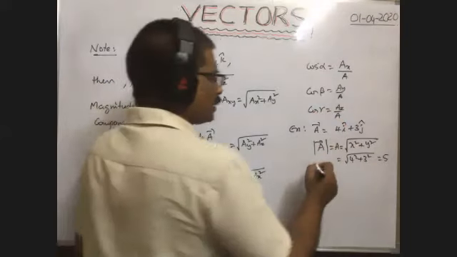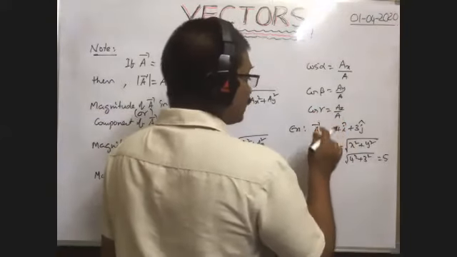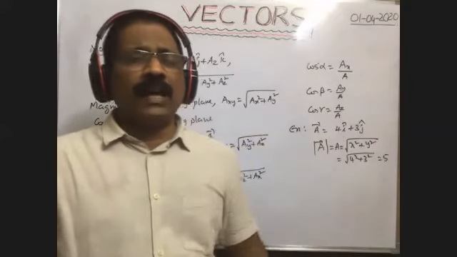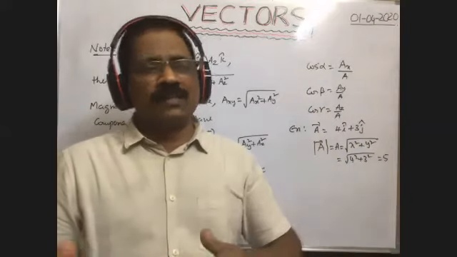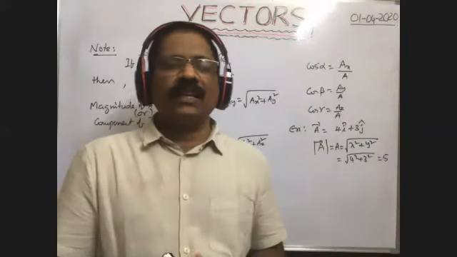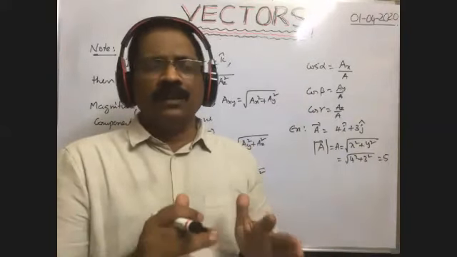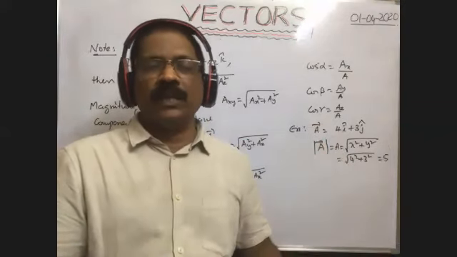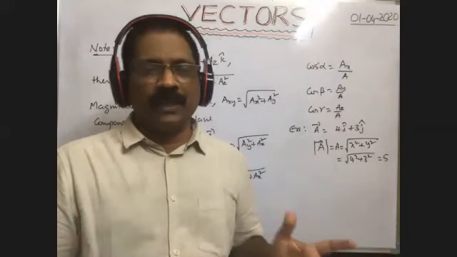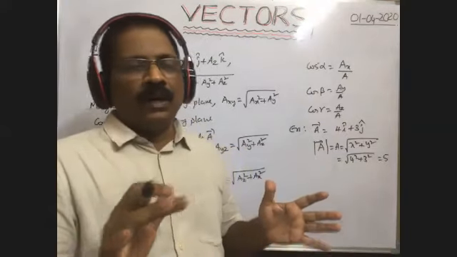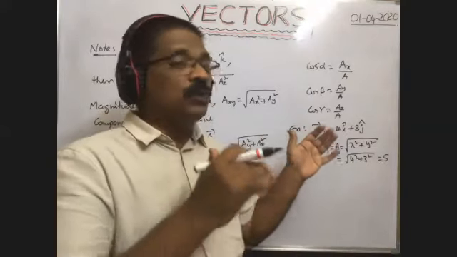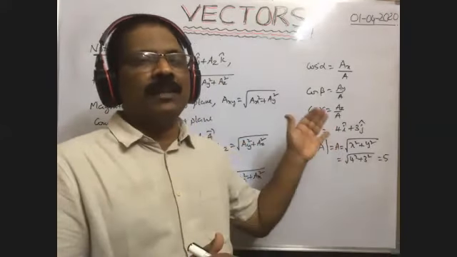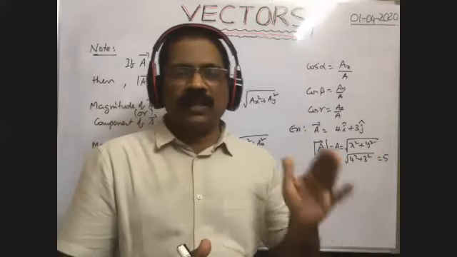Now, what is the direction of this vector? They asked. Direction of this vector means the angle made by that vector with the x-axis or y-axis. Generally, if they do not mention anything, then we have to find the angle made by that vector with the positive x-axis only. Unless the axis is mentioned properly, we always measure the angle made by that vector with the positive x-axis only.